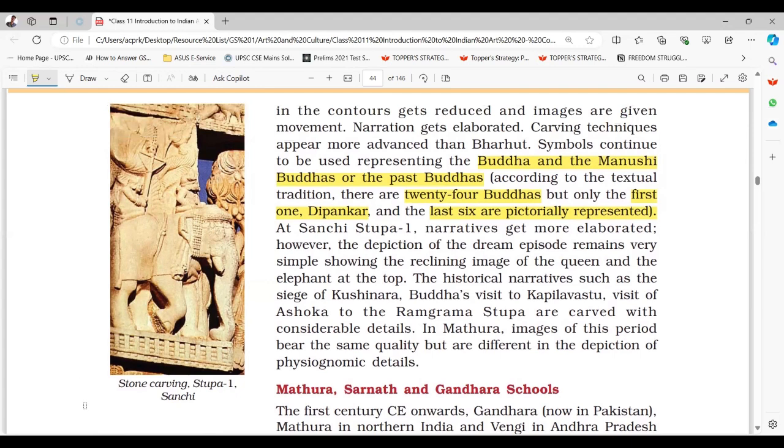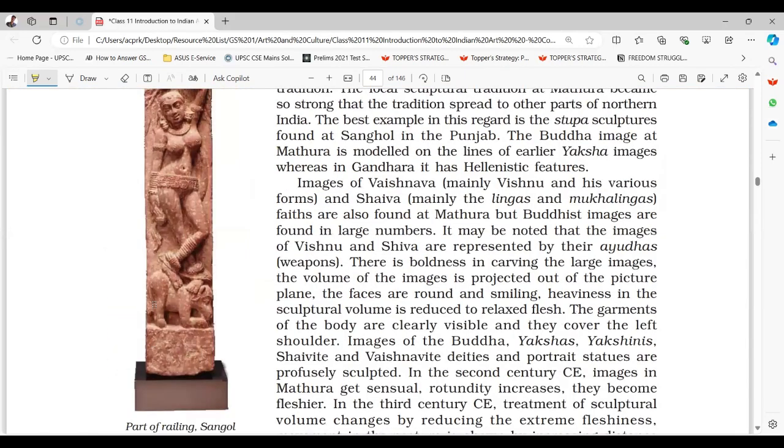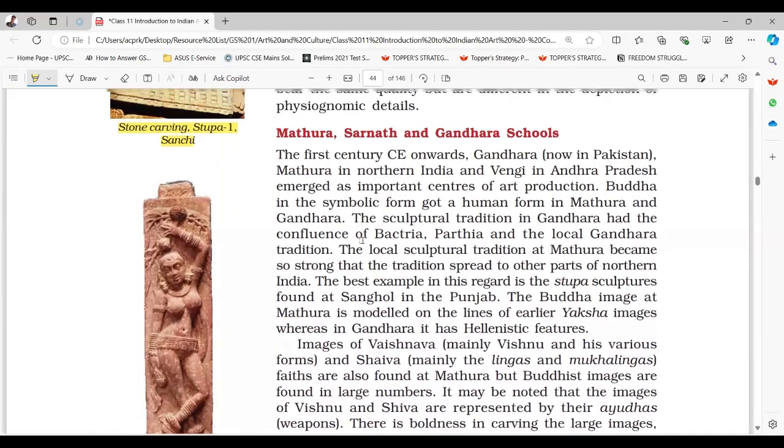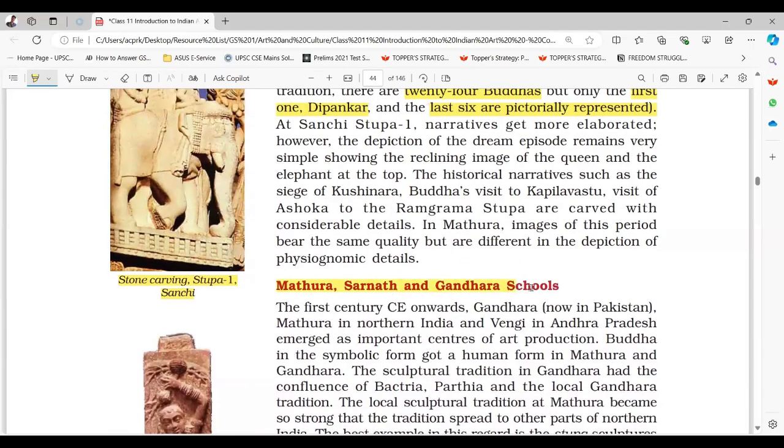Here you can see a picture of stone carving, Stupa once found at Sanchi. This is a depiction of part of railing, Sanghol. Mathura, Sarnath, and Gandhara schools.